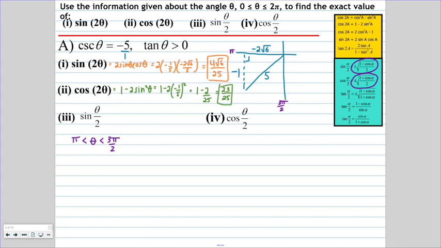This is where it gets tricky here. Now, we want to know what the sine of half theta is, and we want to know what the cosine of half theta is. So if I take our compound inequality and divide everything by 2, then theta over 2 is going to lie between pi over 2 and 3 pi over 4.